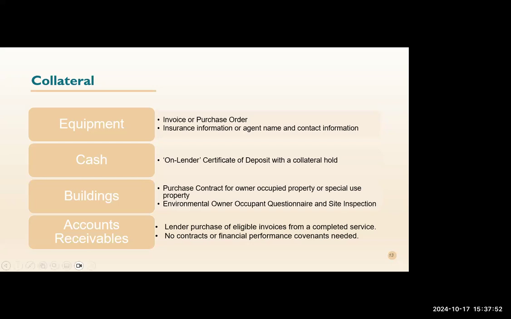So buildings, again, you may want to be buying the building, which is great, and we can take that building as collateral. And then the receivables, again, me talking about this, the 30, the 60.